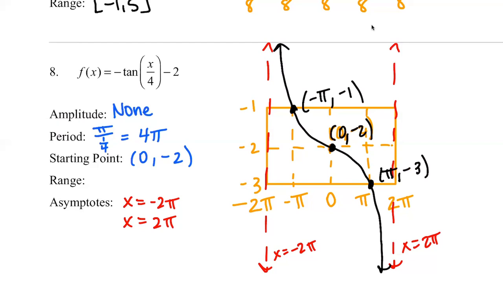Okay. The range of any tangent graph is all real numbers because it goes forever in both directions vertically. I'm not going to ask you for the domain because if we think about this curve that continues on to the right and to the left, we have an infinite number of vertical asymptotes breaking up our domain. So I'm not going to make you write that.